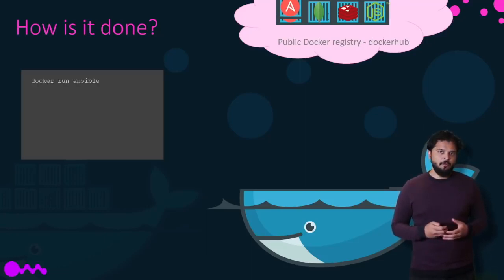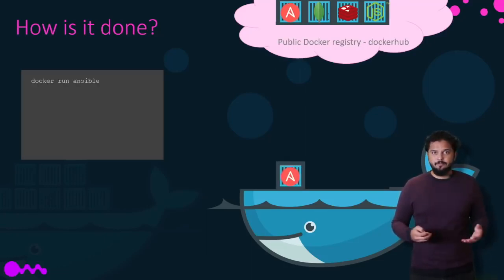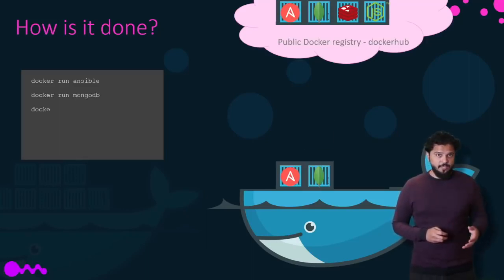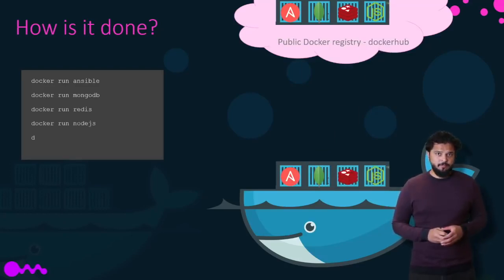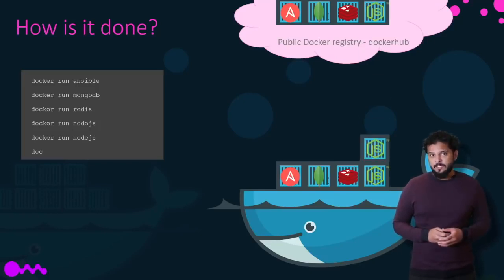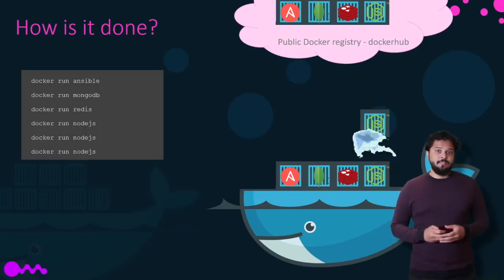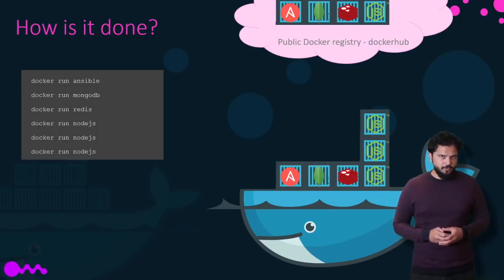In this case, running a docker run Ansible command will run an instance of Ansible on the Docker host. Similarly, run an instance of MongoDB, Redis, and Node.js using the docker run command. If you need to run multiple instances of the web service, simply add as many instances as you need and configure a load balancer of some kind in the front. In case one of the instances were to fail, simply destroy that instance and launch a new one. There are other solutions available for handling such cases that we will look at later during this course. And for now, don't focus too much on the commands. We will get to that in a bit.